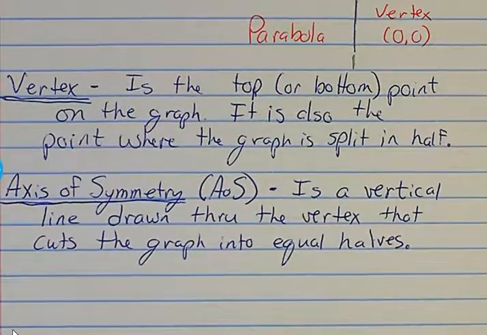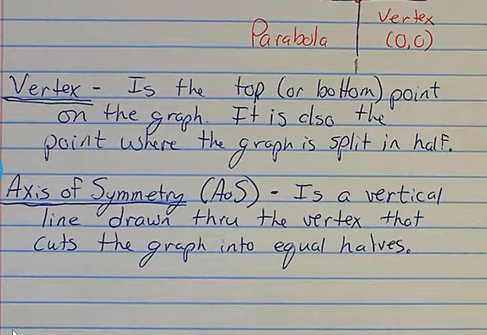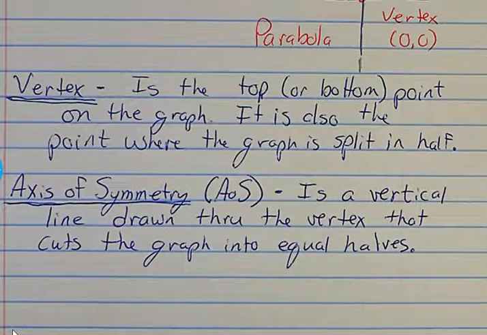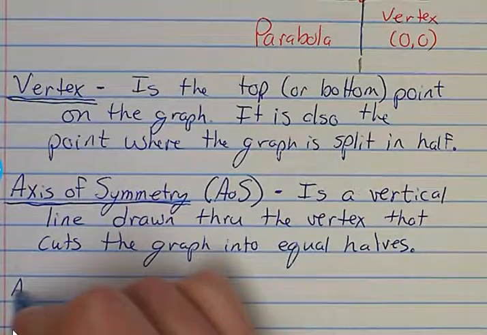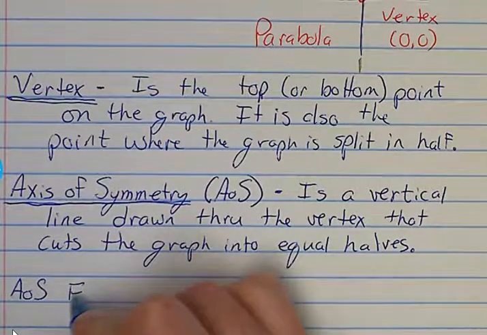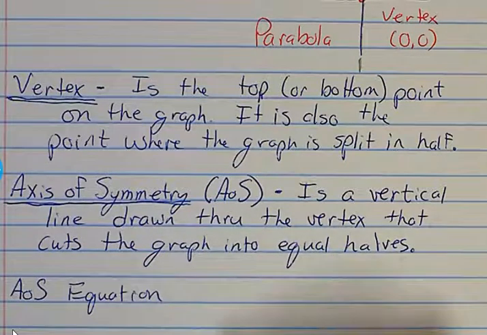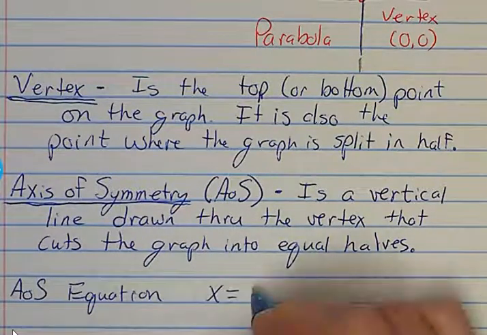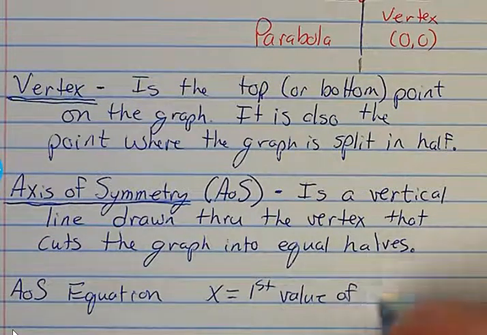Okay, now here's where the vertex comes in. We said in the last part that the vertex was always the most important point. Here's where you get some more details off of the vertex than we did in the last part. When we talk about the axis of symmetry equation, again AOS for short, it's always going to be x equals the first value of the vertex.